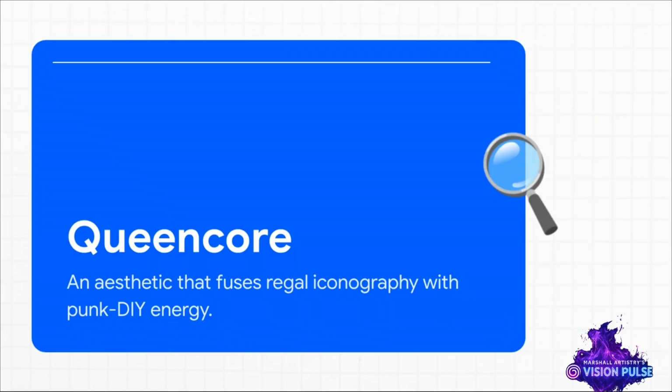So, what is Queencore, officially? Well, think of it as an aesthetic that literally smashes together regal royal imagery with that gritty, do-it-yourself punk spirit. But here's the important part, it's not just about looks. For prompt engineering, this is a style layer you can just slap on top of any concept you have. Instantly, it gives it this unique, vivid identity. And that goes for whether you're making images, writing stories, or even crafting some marketing copy.